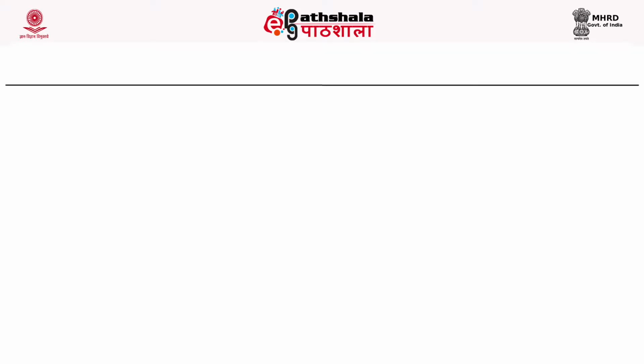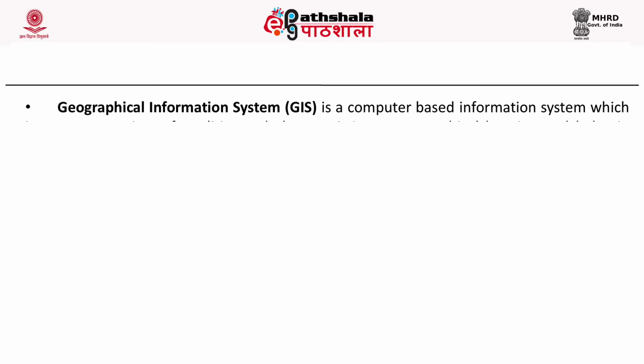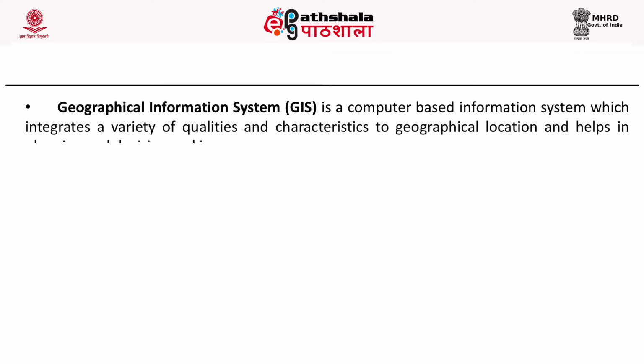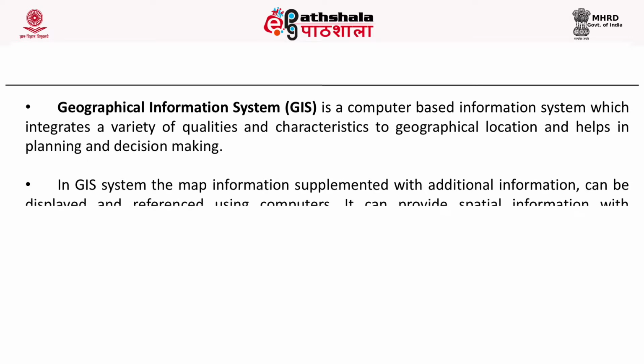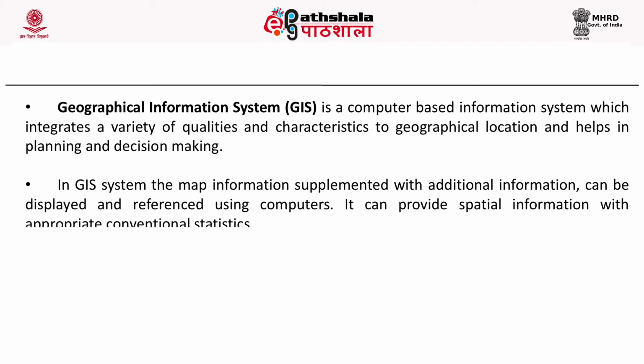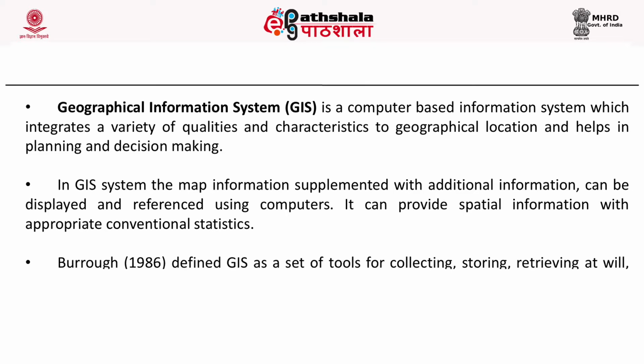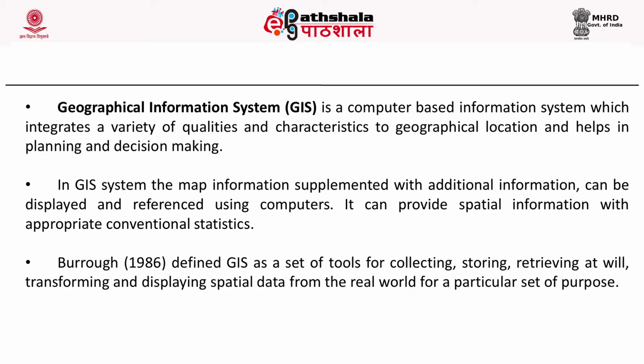Geographical Information System is a computer-based information system which integrates a variety of qualities and characteristics to geographical location and helps in planning and decision making. In GIS system, the map information supplemented with additional information can be displayed and referenced using computers. It can provide spatial information with appropriate conventional statistics. Burrow defined GIS as a set of tools for collecting, storing, retrieving at will, transforming and displaying spatial data from the real world for a particular set of purpose.